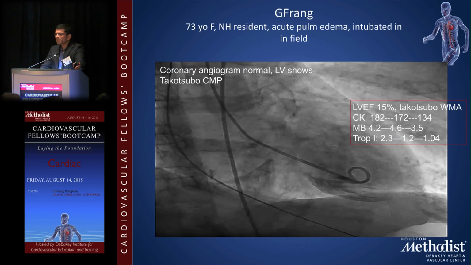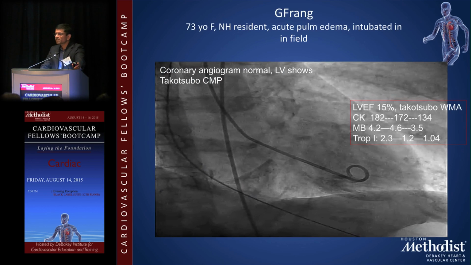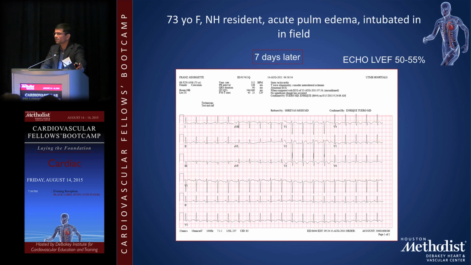So this patient underwent an angiogram. The angiogram showed normal coronaries, and this patient had a stress cardiomyopathy called Takotsubo's cardiomyopathy. You can see the trending enzymes did not show any significant elevation, but early on, you don't have the luxury of having all of these in your pocket.